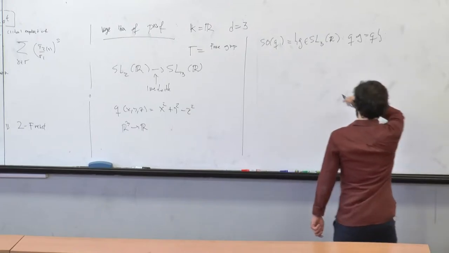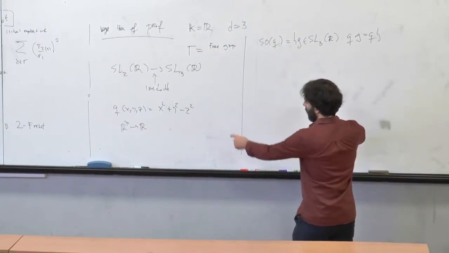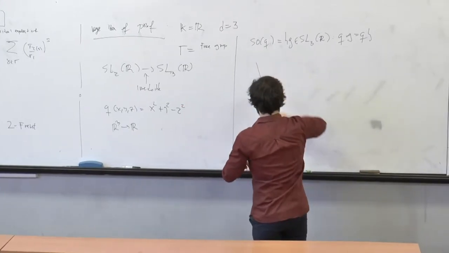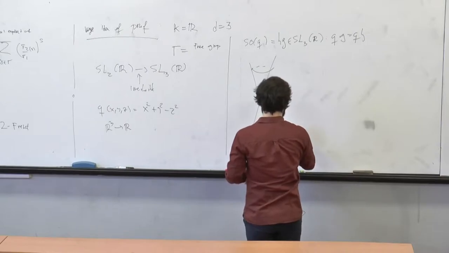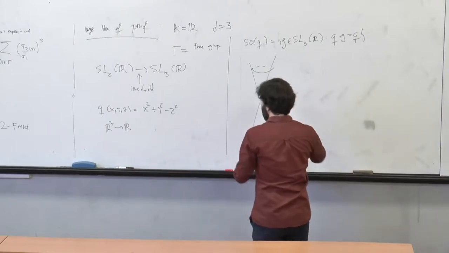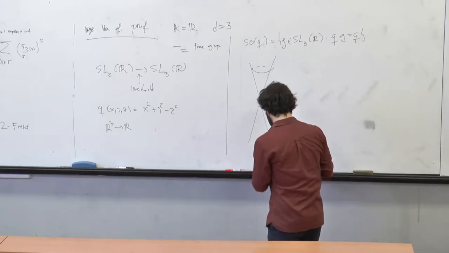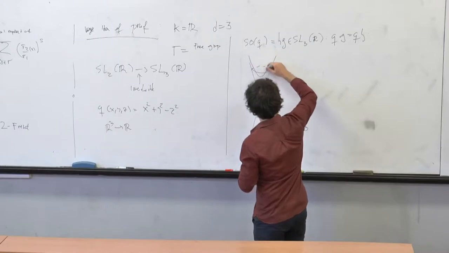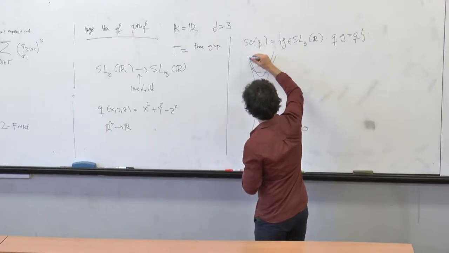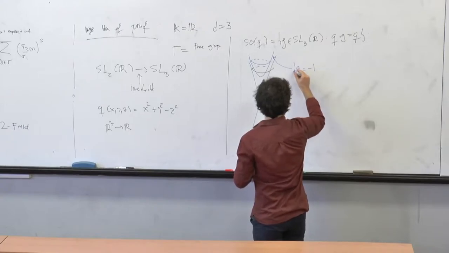Right? So what's going on here? This linear form has this light cone. This is Q equals 0, which is a cone, because when you multiply by some number, the number goes out. And inside this cone, you have this compact set, which is Q equals minus 1, I think.